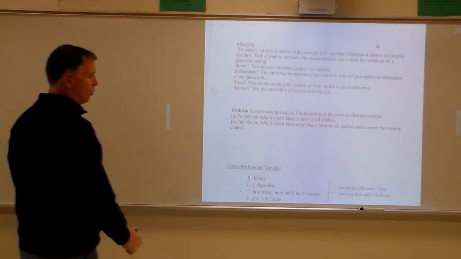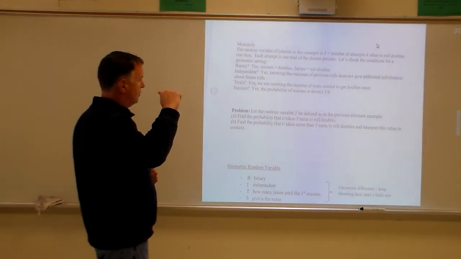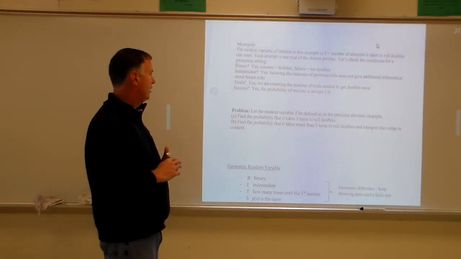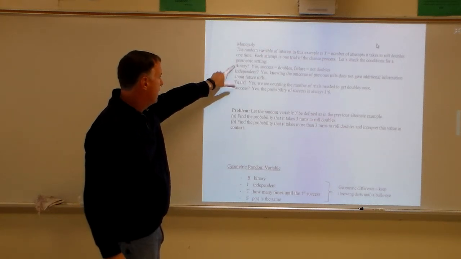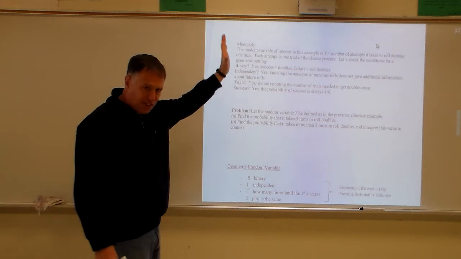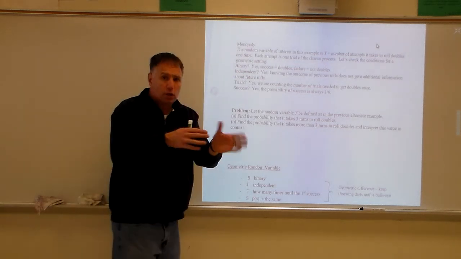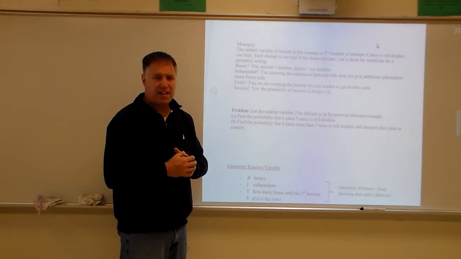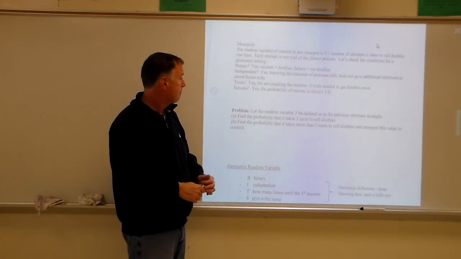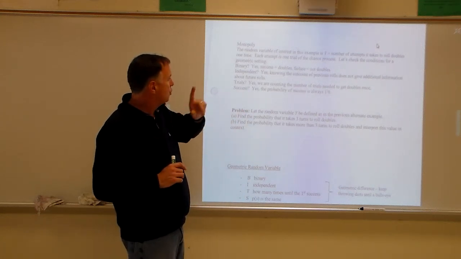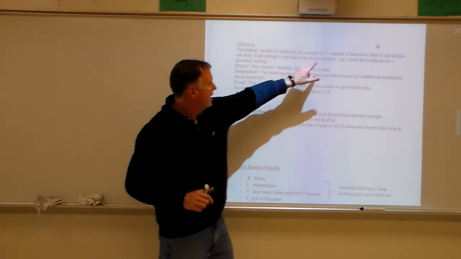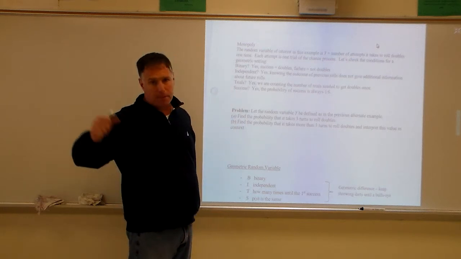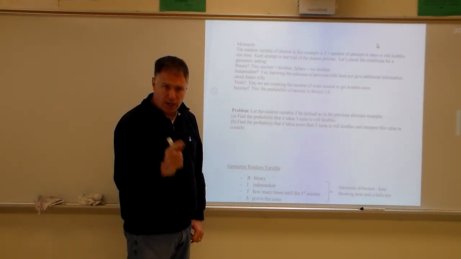So the random variable of interest here, y, is the number of attempts it takes to roll doubles one time. Each attempt is one trial of the chance process. They go through the conditions here. Binary, independent, trials, success. It fits. Okay? Either you roll doubles or you don't. Binary, taken care of. Independent: one roll of the dice is independent from the next, or the one before that. Trials: you're looking until you get doubles one time. So that means it's geometric. And success: the probability of getting doubles is 1/6 each time.